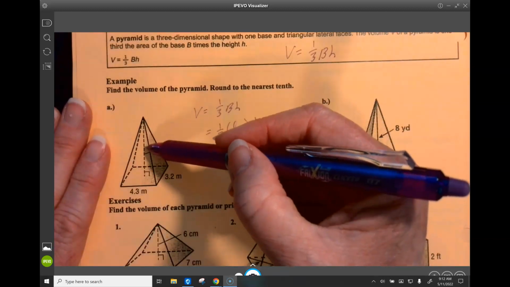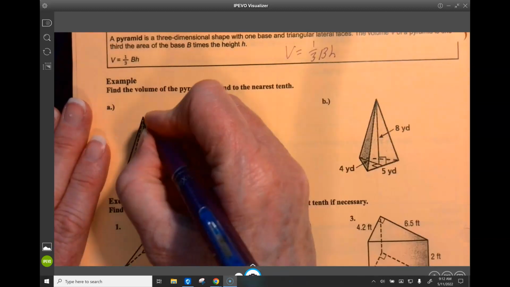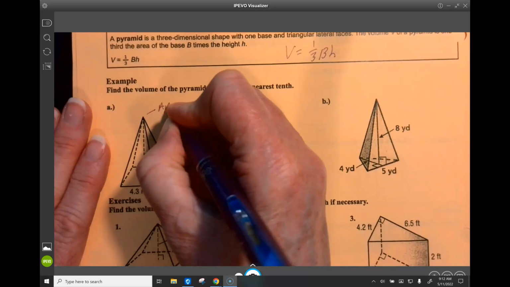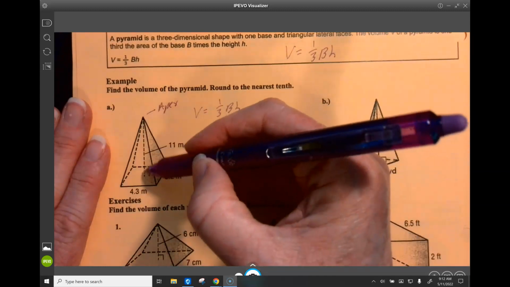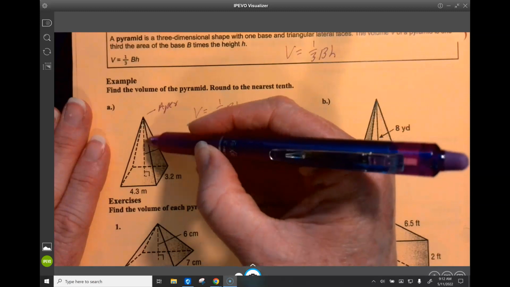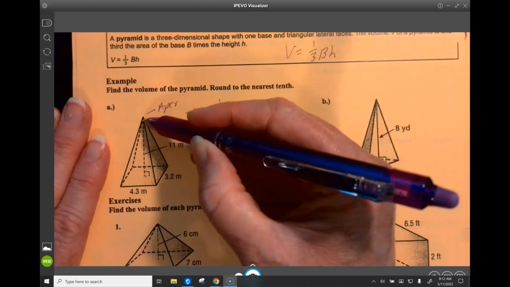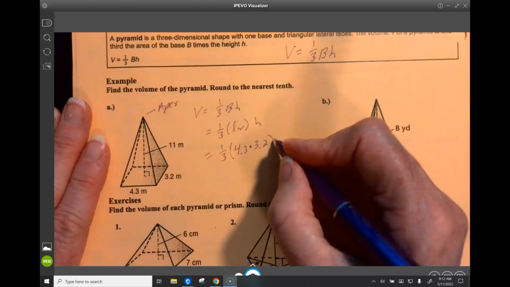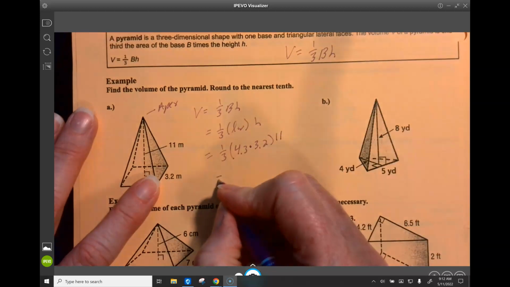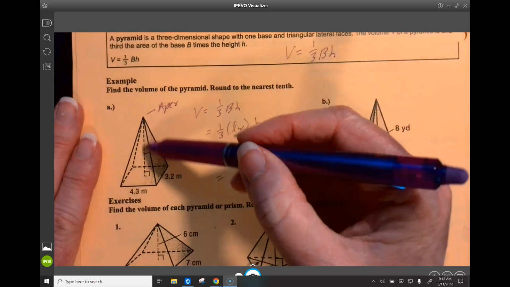Now notice the height is a perpendicular distance from what's called an apex. It goes from the apex perpendicular to the base. So this is your height right here. That's the apex right up here. So this is the height of your pyramid, which is 11. Okay, and it's going to be pretty obvious what's the height of the pyramid.